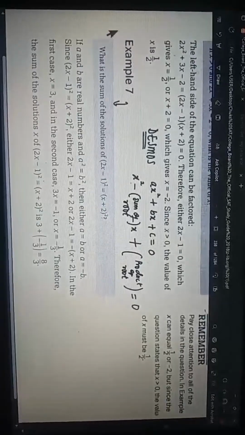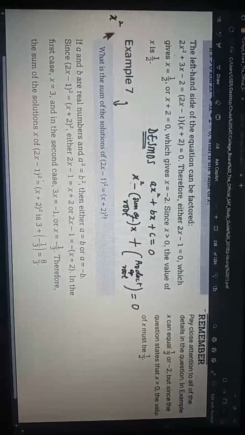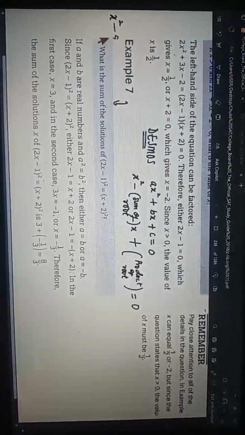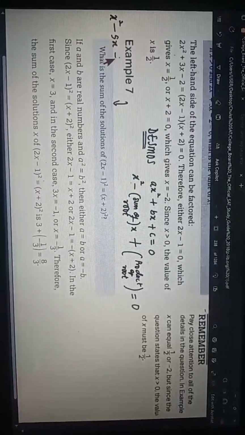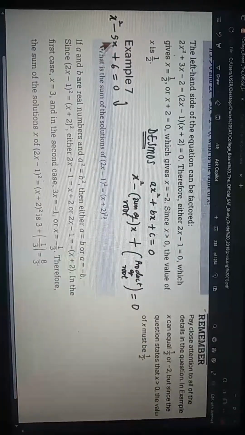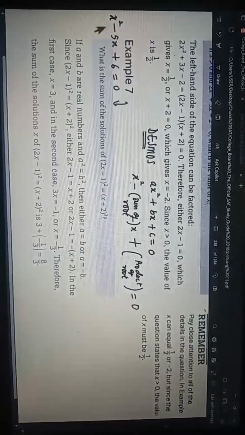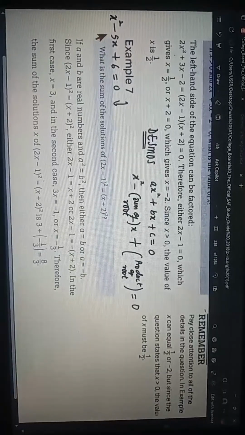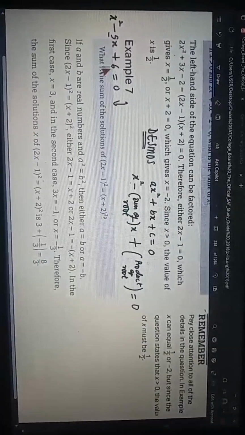For example, if I have x squared minus 5x plus 6 is equal to 0, I already know what the sum of roots is going to be for this quadratic equation, and I already know what the product of roots is going to be. The sum of roots is going to be 5, and the product of roots is going to be 6.